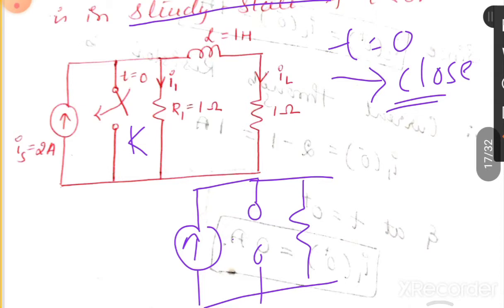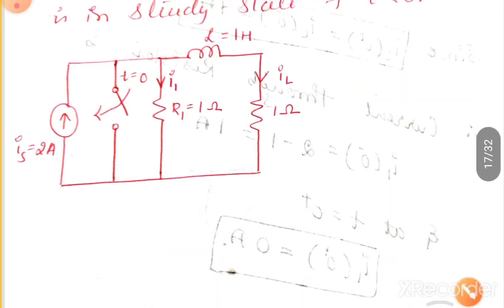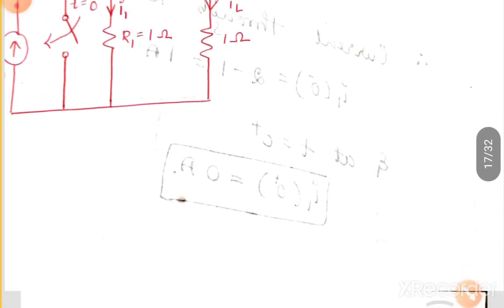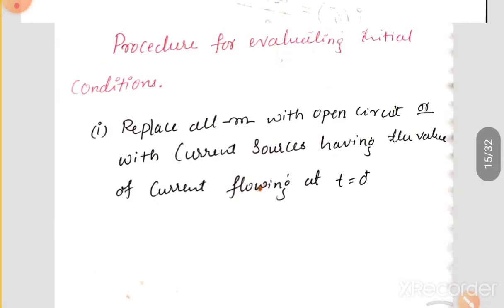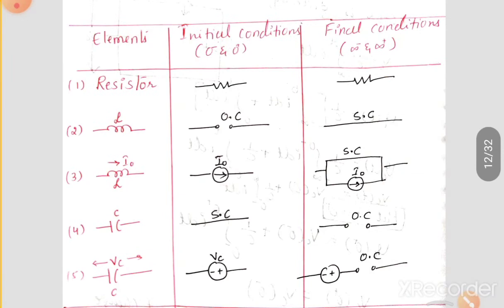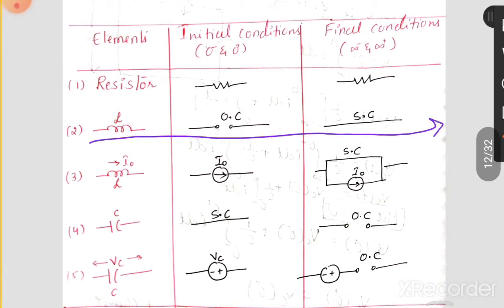When you take that inductor, keep it as it is, later we will think about it. The resistances are there, keep the resistances as they are. Between these two terminals we have to connect the inductor. So just recall how the inductor behaves for final conditions. What is the final value of the inductor?